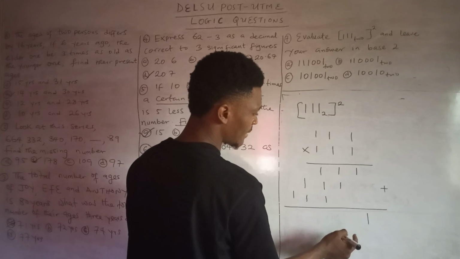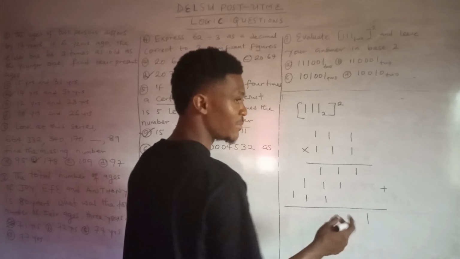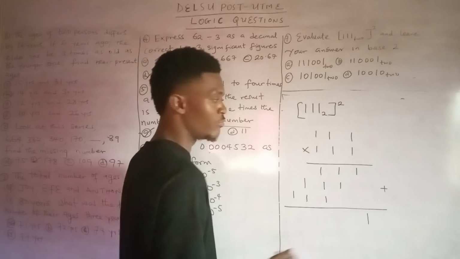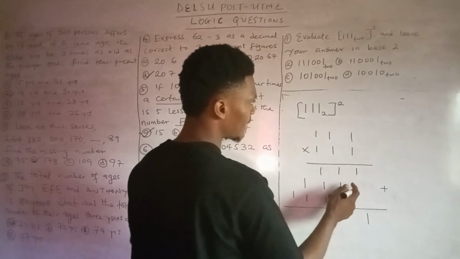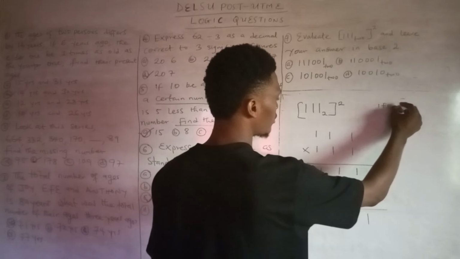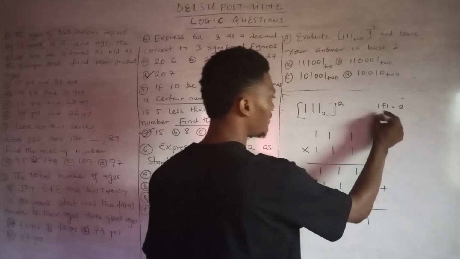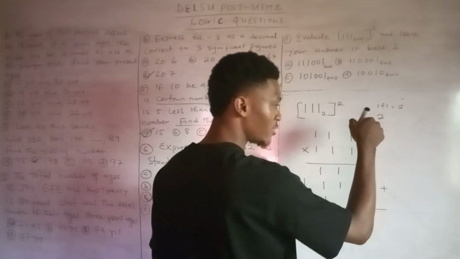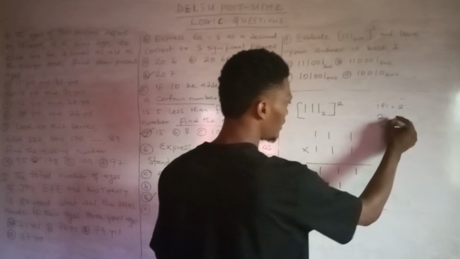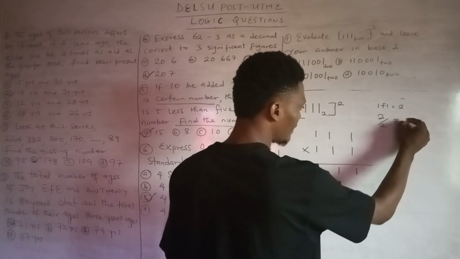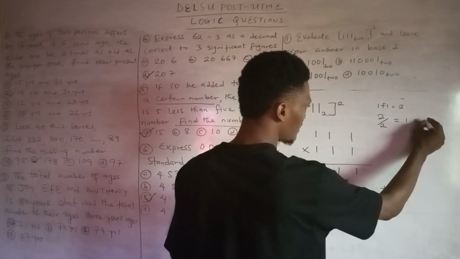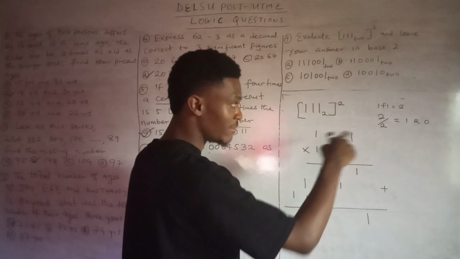Then 1 plus 1 is 2. So you are not to put 2 because it's a base 2 number. When you say base 2, below 2. So since 1 plus 1 is 2, what you have to do is to divide it by that base, which is base 2. So 2 divided by 2 is what? Is 1. It can go once, remainder what? 0.